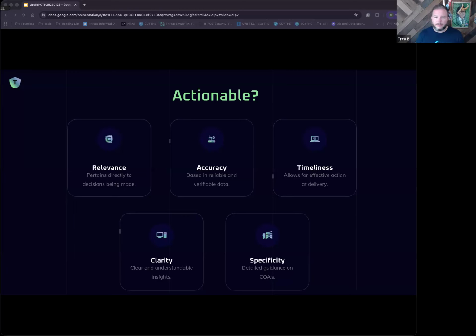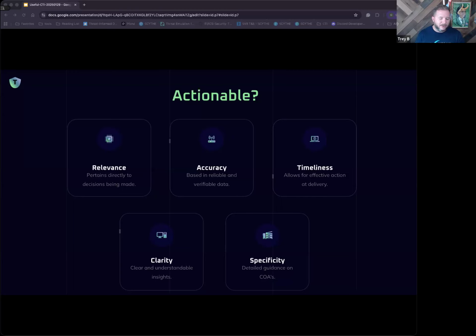Getting that same information, but putting it out 6 weeks later after you've already been breached isn't really helpful. It's nice to know after the fact to help with IR, but it won't help you while you're in the thick of it, right? Then lastly, thinking about clarity and specificity. We want it to be clear and understandable. These insights need to be actually usable by our customers or the people we're providing it to. So you want it to be not necessarily simple, but you want it to be clear.